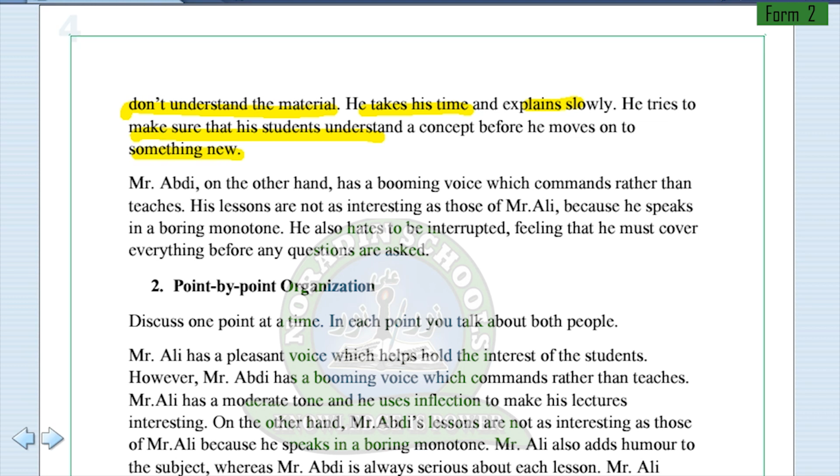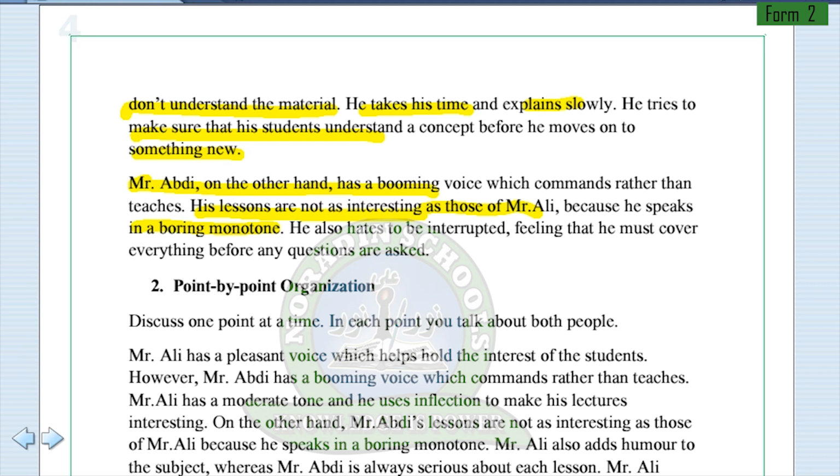And here we are going to see another teacher. He has specialized techniques which he uses when he is teaching. Mr. Abdi, on the other hand, that means they are different, has a booming voice which commands rather than teaches. His lessons are not as interesting as those of Mr. Ali because he speaks in a boring monotone. That means he uses only one tone, and it's not good.